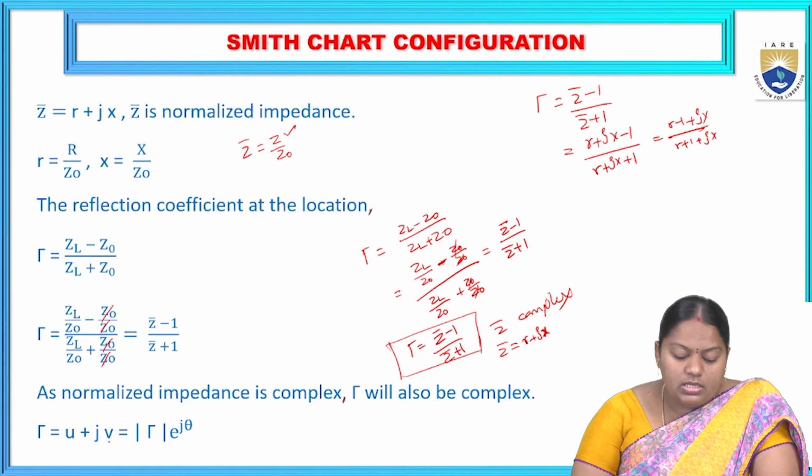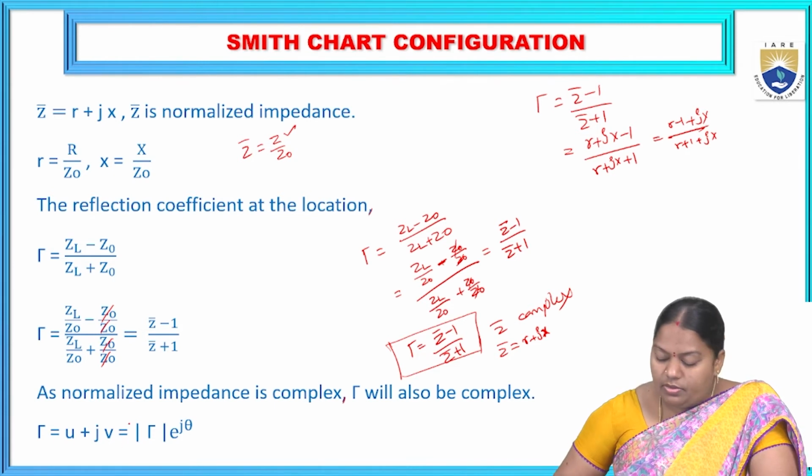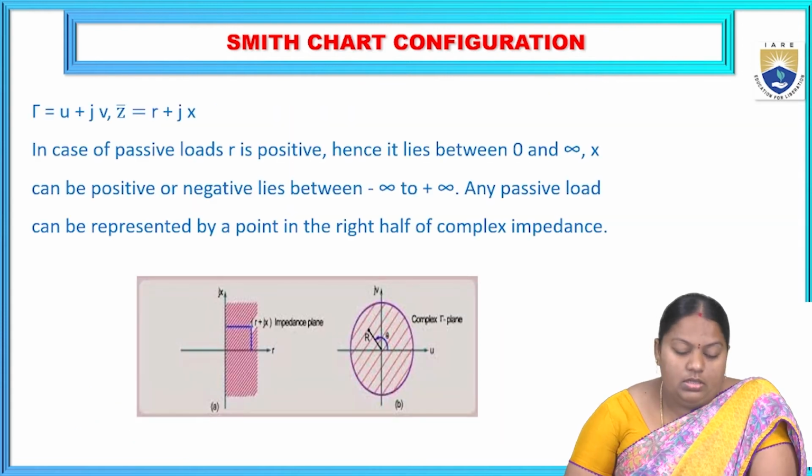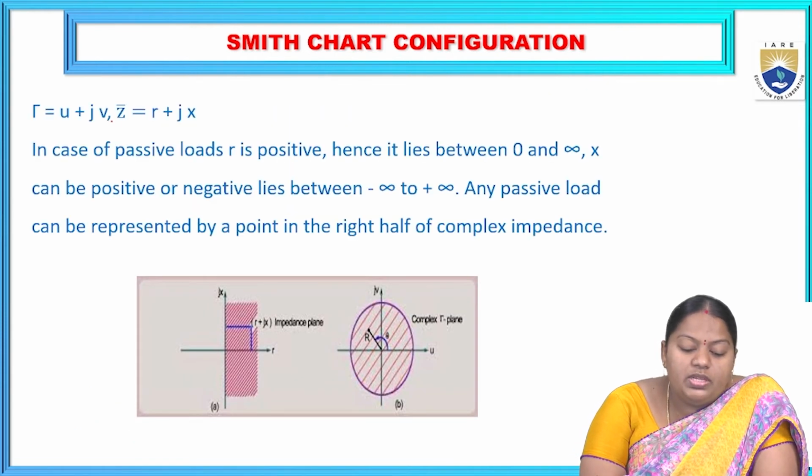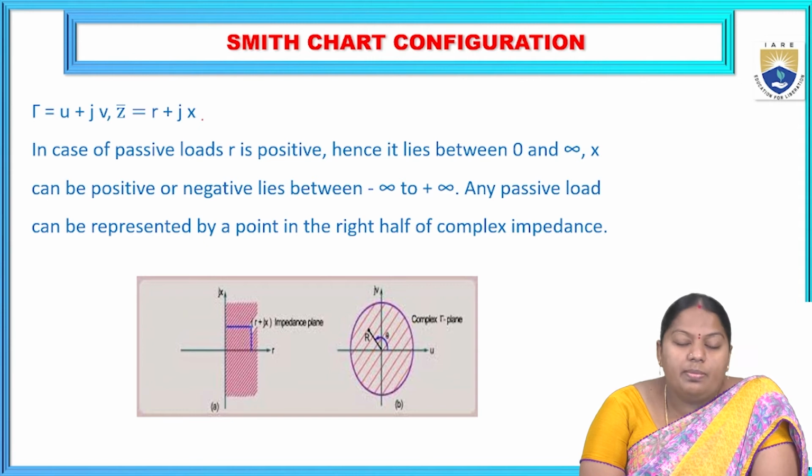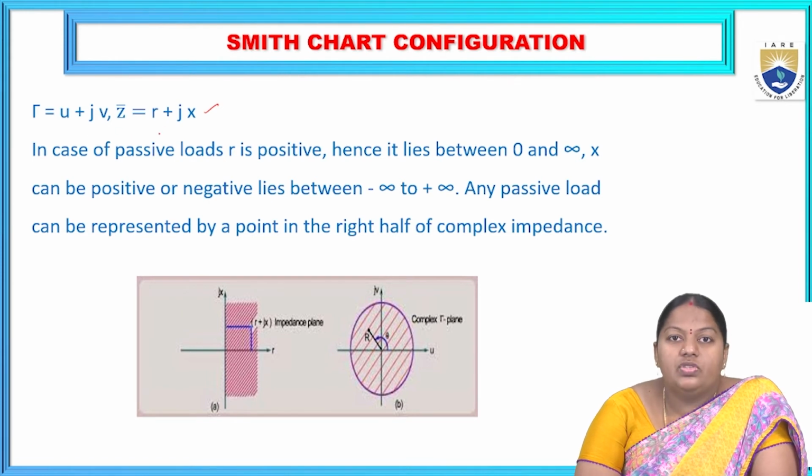Now from that, gamma can be written as u plus jv, and Z bar equal to r plus jx from the previous one. Here Z bar is known as the normalized impedance and gamma is the reflection coefficient. Both can be represented as complex numbers, and they are given by gamma equal to u plus jv and Z bar equal to r plus jx.